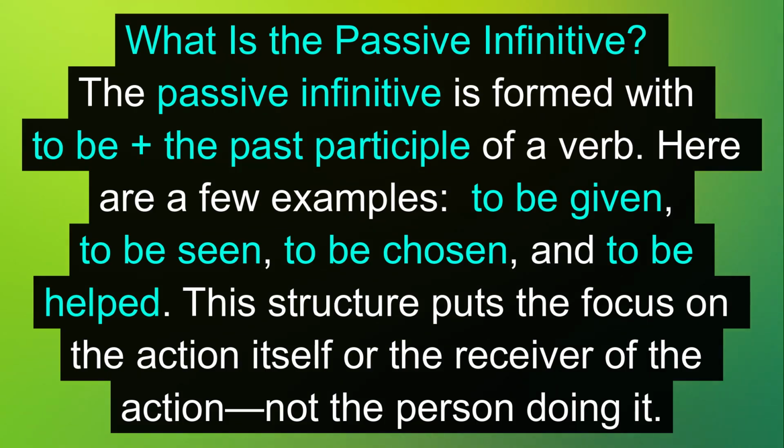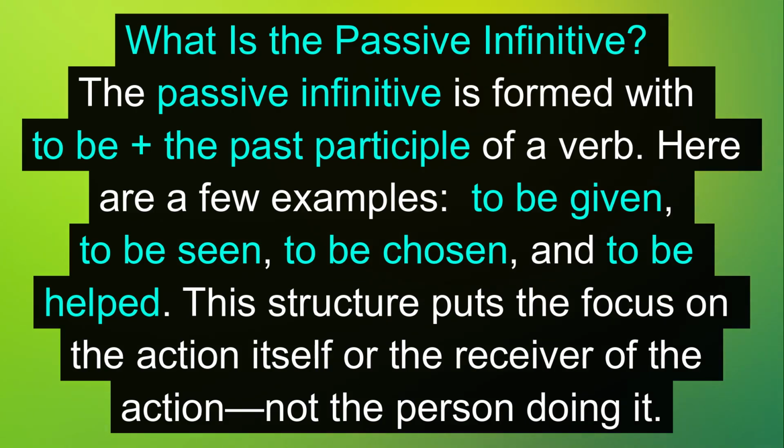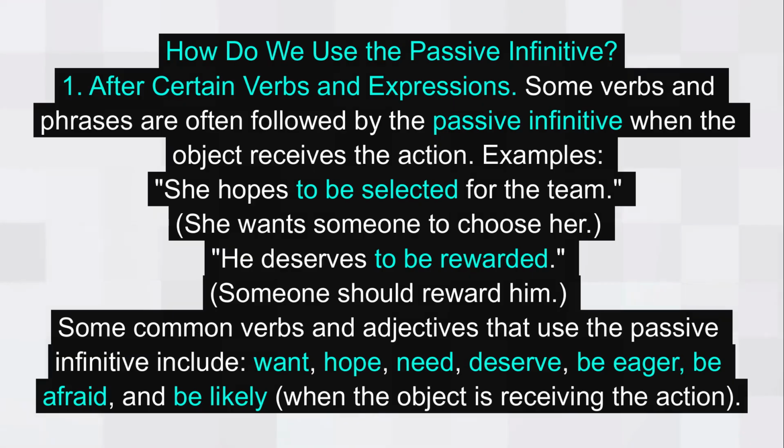Here are a few examples. To be given, to be seen, to be chosen, and to be helped. This structure puts the focus on the action itself or the receiver of the action, not the person doing it. How do we use the passive infinitive? After certain verbs and expressions.